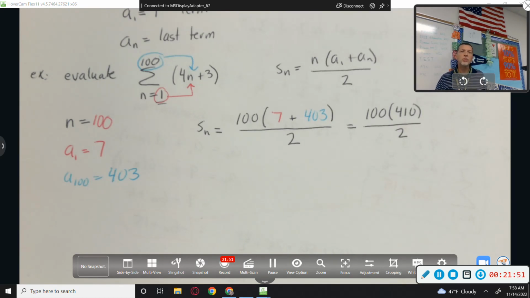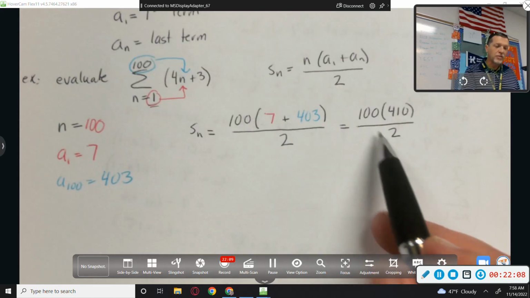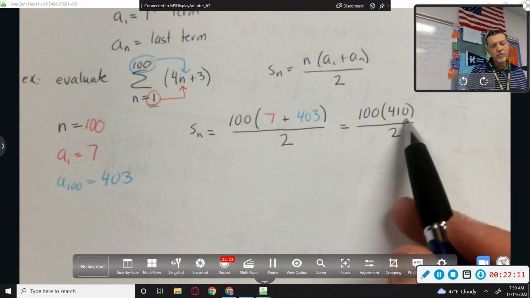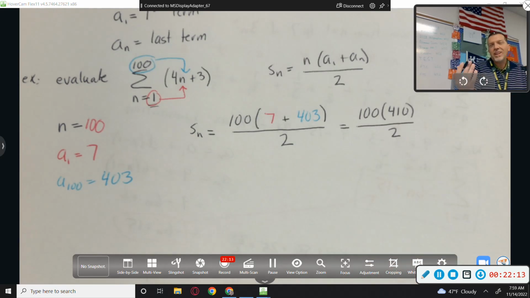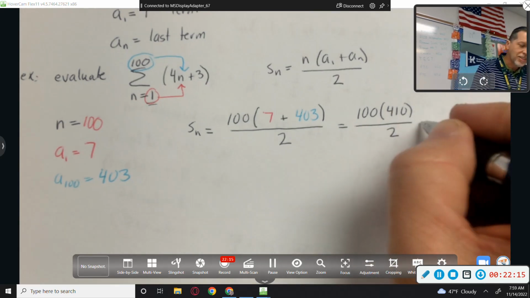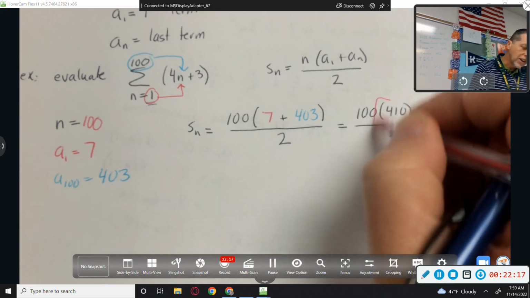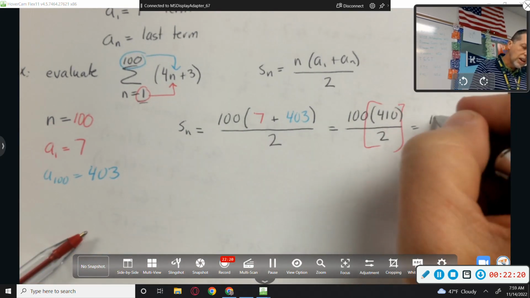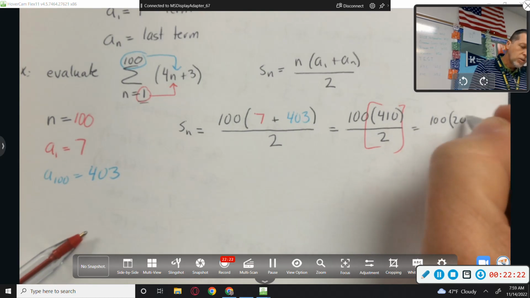Which one of those numbers would you rather divide by 2? Either one will work, but one of them will make life easier later, I think. Do you want to divide the 100 or the 410? The 410. I would do the 410 because multiplying by 100 would be easier. If you divide the 100, that's fine. Then you've got to do 410 times 50, which, I mean, that's not hard, but multiplying by 100 is a lot easier. So I would group the 410 and the 2 and have 100 times 205.